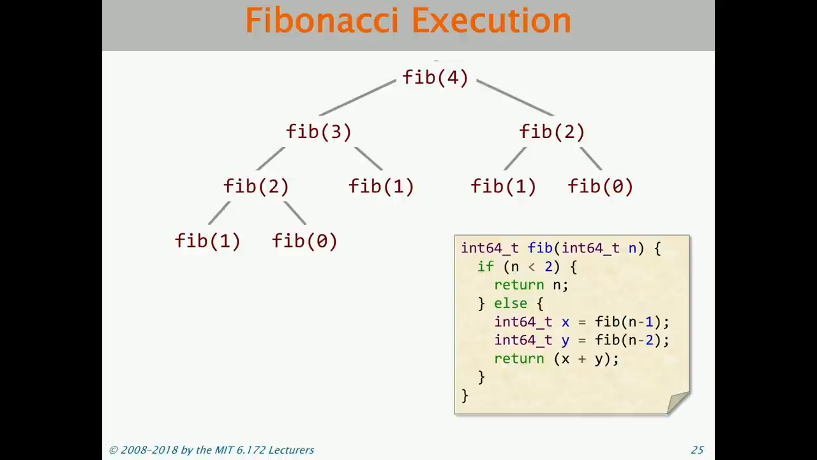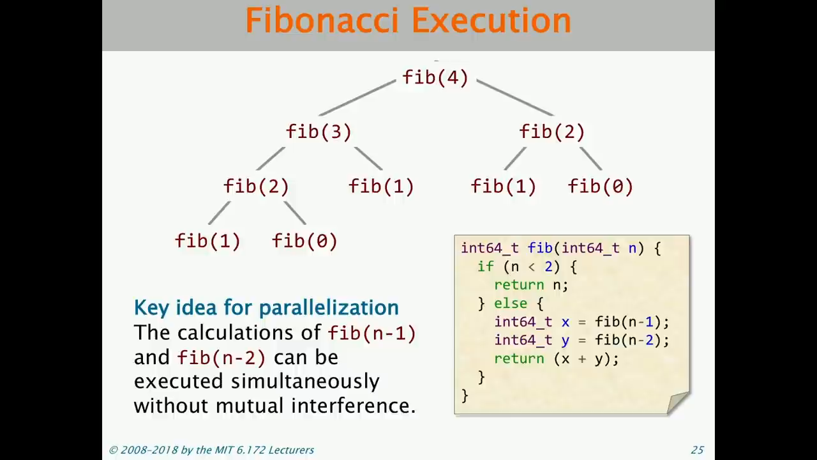And you can see the repeated computations here. So fib of 2 is being computed twice and so on. And if you have a much larger tree, say you ran this on fib of 40, then you'll have many more overlapping computations.